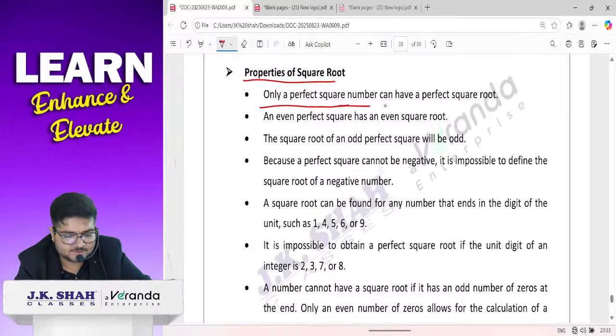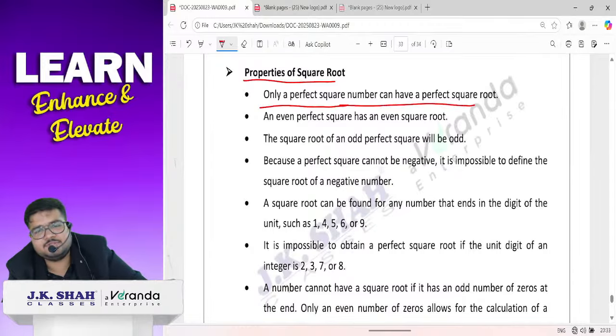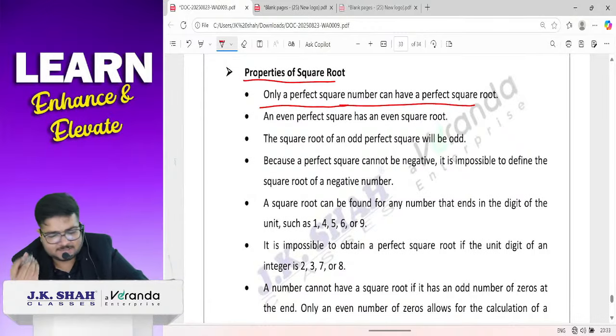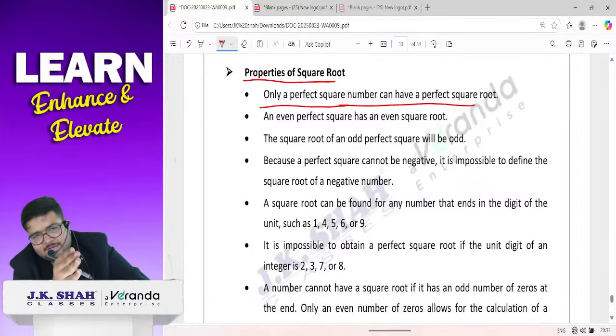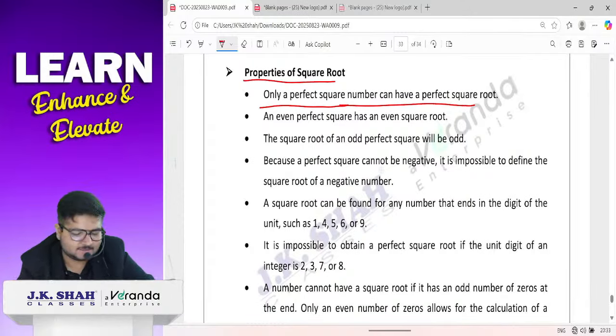Only a perfect square number can have a perfect root. This is an obvious sentence, not a very intellectual one. A perfect square will have a perfect root, and an imperfect square will have an imperfect root. Obviously, a perfect square will only have a perfect root. That is the obvious sentence, right? So we won't be wasting time here.